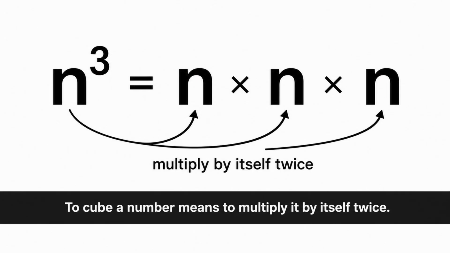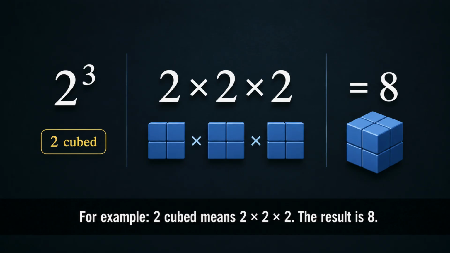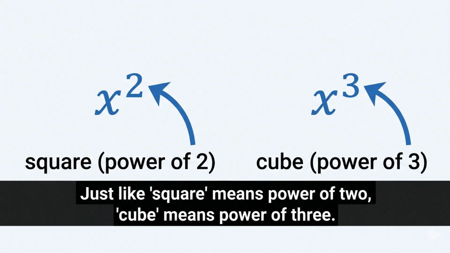Next, cube. To cube a number means to multiply it by itself twice. For example, 2 cubed means 2 by 2 by 2. The result is 8. Just like square means power of 2, cube means power of 3.